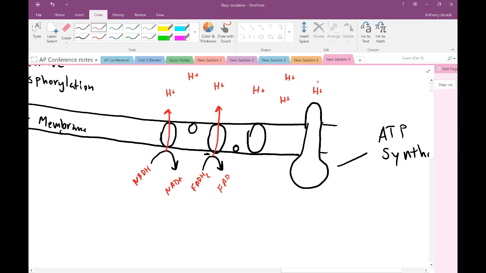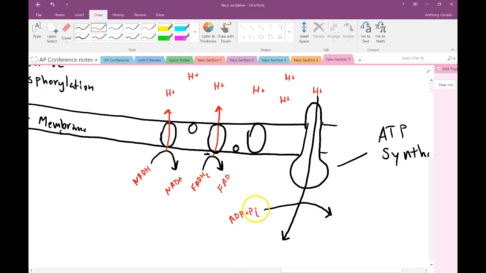As for these hydrogens, it doesn't like having a high concentration of hydrogens on one side, so these hydrogens are going to flow down that concentration gradient. As it does that, it's going to turn this kind of like a water wheel. And what that's going to do is provide enough energy to take ADP plus inorganic phosphate.